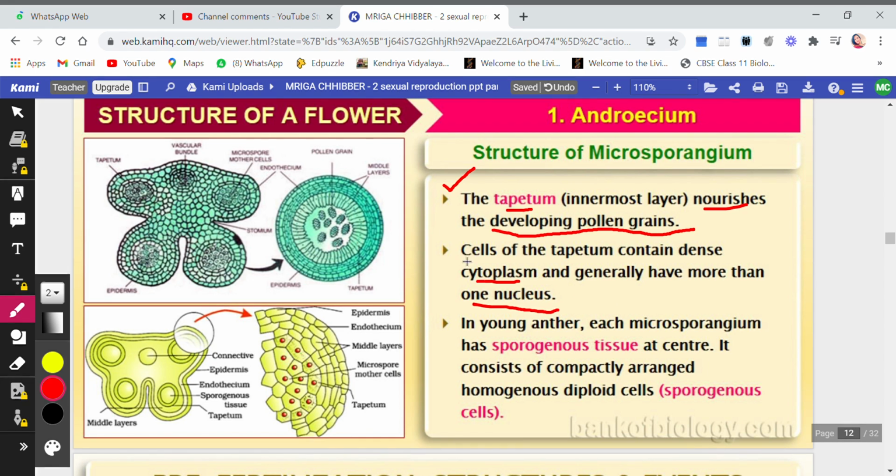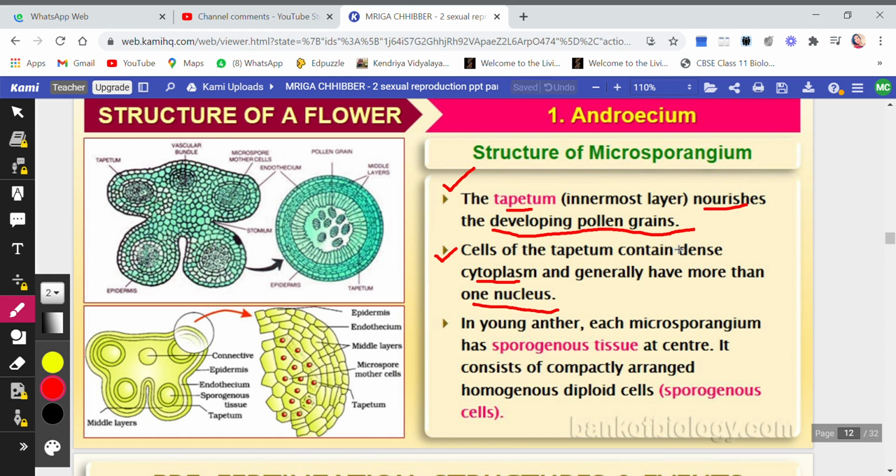So this is another question they can ask you: the structure of the tapetum. What is the structure of the cells present in the tapetal layer? You can say that the cells of the tapetum have very dense cytoplasm and can have more than one nucleus. If they ask you the function of the tapetum, you will say they provide nourishment to the developing pollen grains.